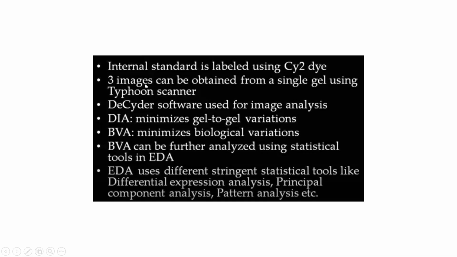The internal standard is labeled with Psi 2. Three images can be obtained by three different excitation emissions, Psi 3, Psi 5, and Psi 2, using the same scanner which we studied. Now, the DeCyder software is used for image analysis. There are other software as well which minimize gel to gel variation. This BVA indicates minimizing biological variations. This can be further analyzed using statistical tools. There are different tools available for analysis, and you can use these tools and this specific software for a specific type of analysis depending upon your need.